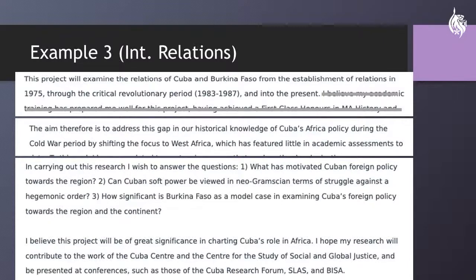Now, the nice bit about this proposal is that they follow that up. So they have a broad aim, and they've now said, in carrying out the research, I want to answer the following questions. So what has motivated Cuban foreign policy towards the region? Can Cuban soft power be viewed in neo-Gramscian terms as a struggle against hegemonic order? And how significant is Burkina Faso as a model case in examining Cuba's foreign policy towards the region and the continent? So exactly as I've said, three questions there.